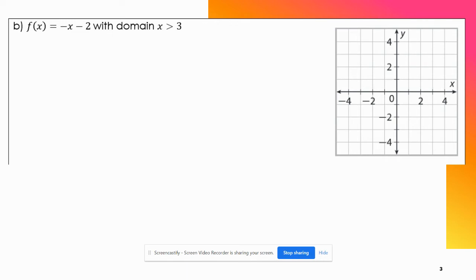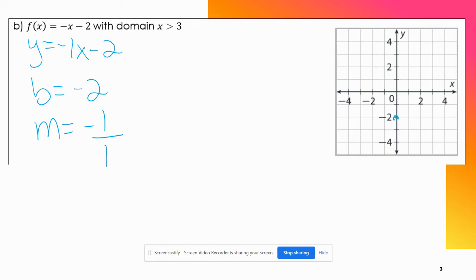Again, a reminder that f of x is the same as y. I'm going to go ahead and put a negative 1 in front of that x there, minus 2. What that means is that my y-intercept is negative 2, and my slope is negative 1 over 1. So I will start with plotting points. We start with our y-intercept at negative 2, and then we go down 1, right 1, down 1, right 1, down 1, right 1.